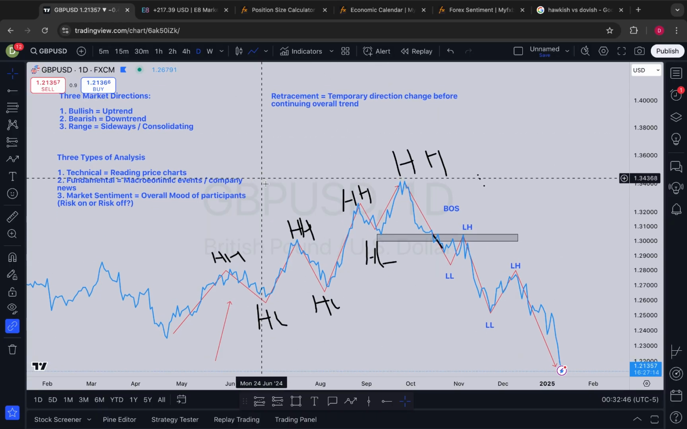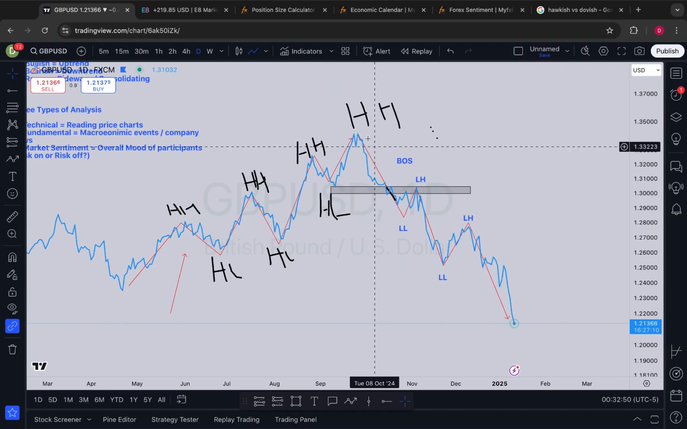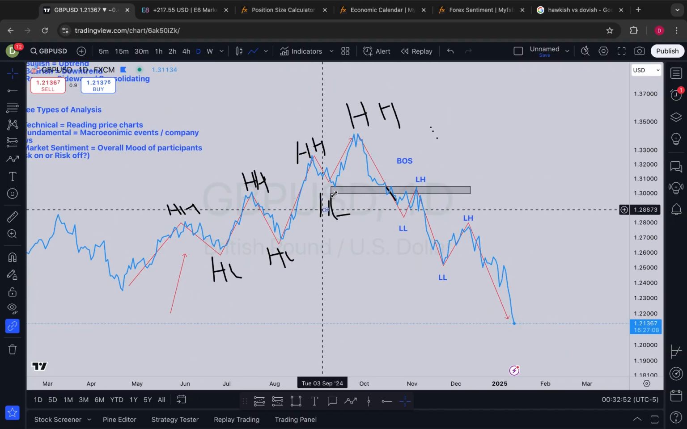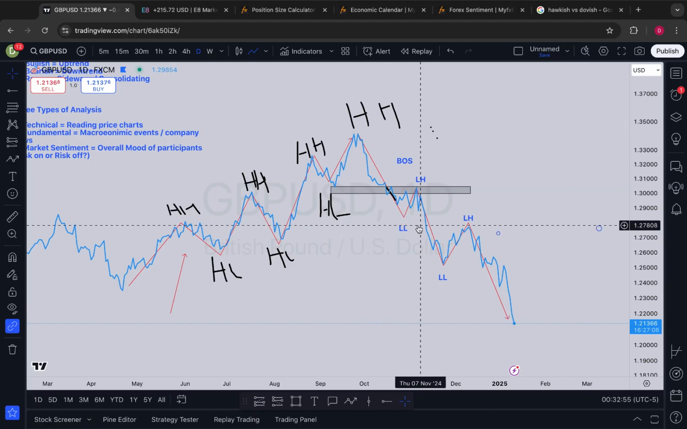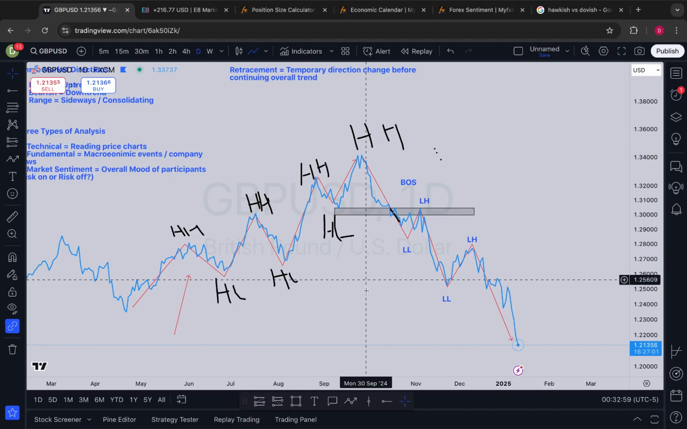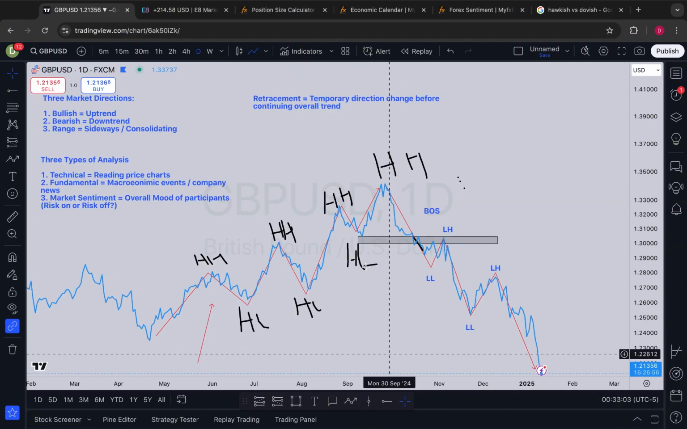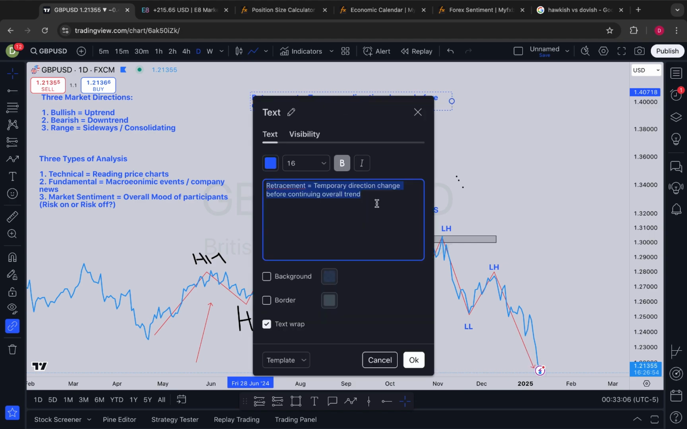So those are called pullbacks, and then we have complete reversals. This is low-key a reversal here, actually, because the market was just trending up, and then it just reversed pretty much. It just went in the complete opposite direction. And sometimes it could just do that without warning, just like it did here. So we got retracement, and then we got reversal. Complete direction change, trend, direction and trend change.